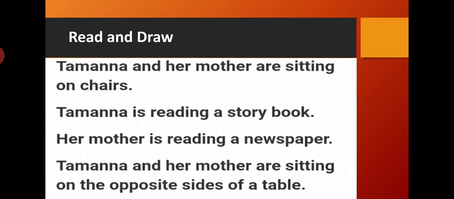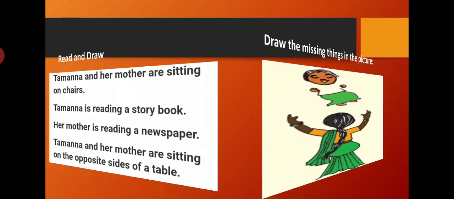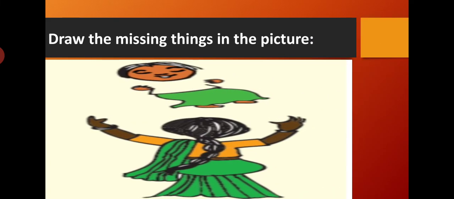So, Tamanna and her mother both are sitting on the chair. Then Tamanna is reading a storybook. Her mother is reading a newspaper. And both of them, Tamanna and her mother, are sitting on the opposite sides of a table. So, you can see the picture.